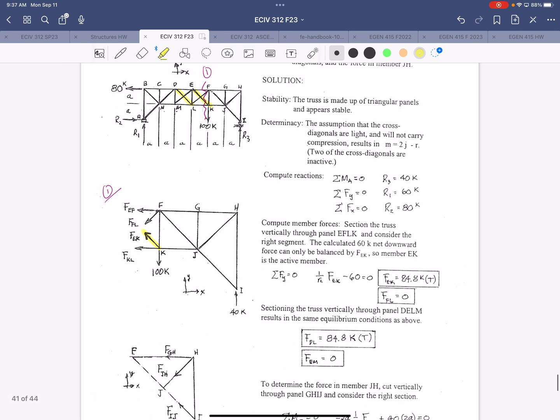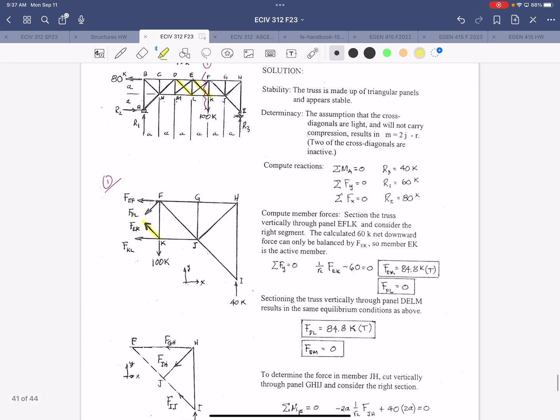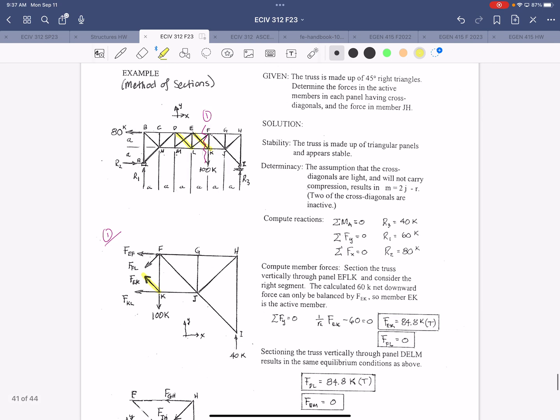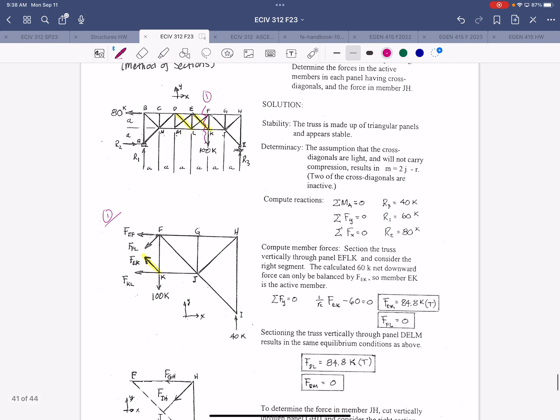All right, so then the other part of this truss that we're going to look at is finding the force in member JH, all right? So that was the other part of the problem statement there. In order to do that, we're going to take a second cut, and this one will go through the panel that includes member JH.